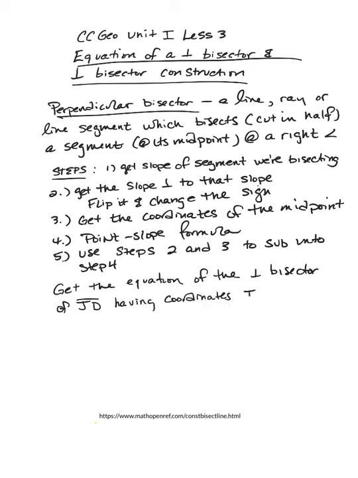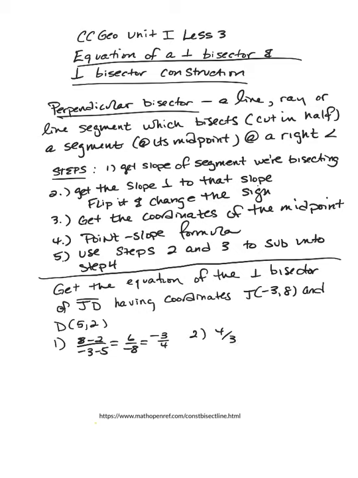Step 2, flip it, change the sign, right? So you get 4/3. Step 3, you get the midpoint. So that means you're going to average the x's together. And you're going to average the y values together for your segment. Negative 3 plus 5 divided by 2 is 2 divided by 2, so that's 1. 8 plus 2 divided by 2 is 10 divided by 2, which is 5.